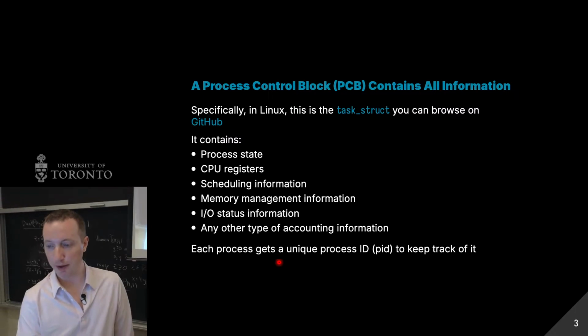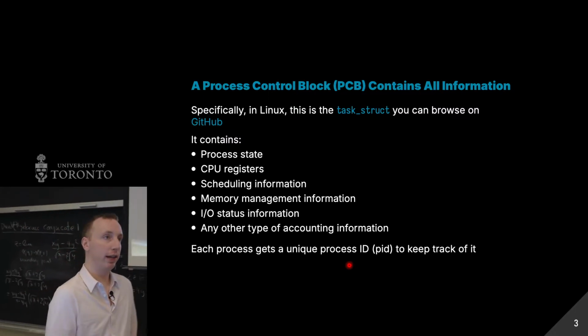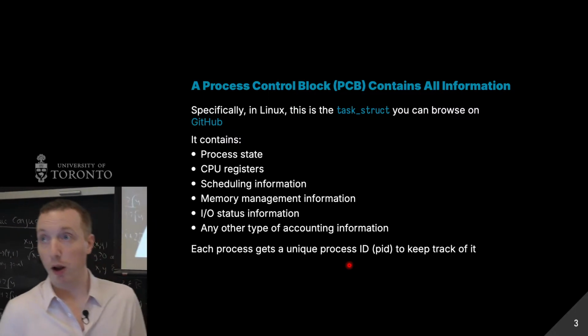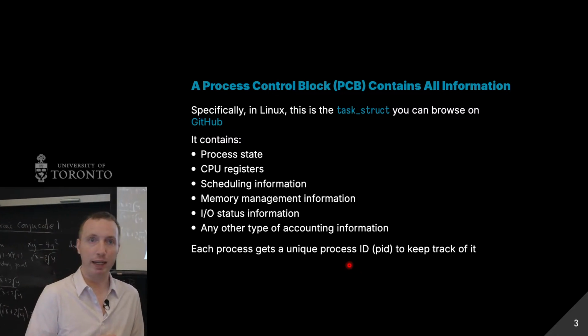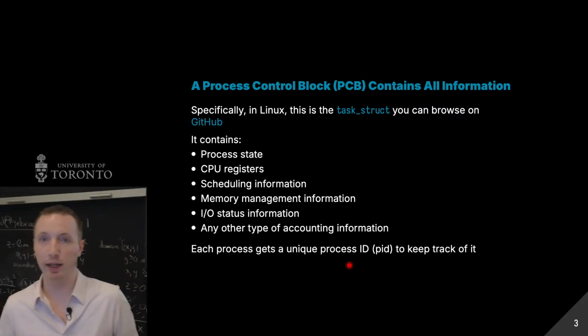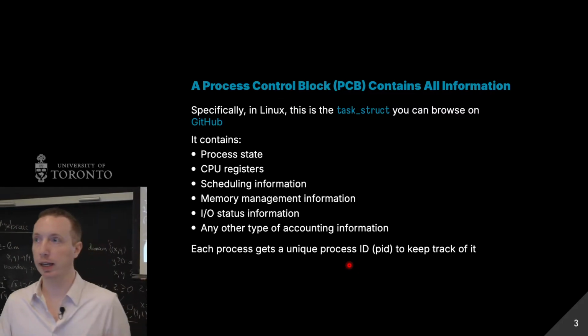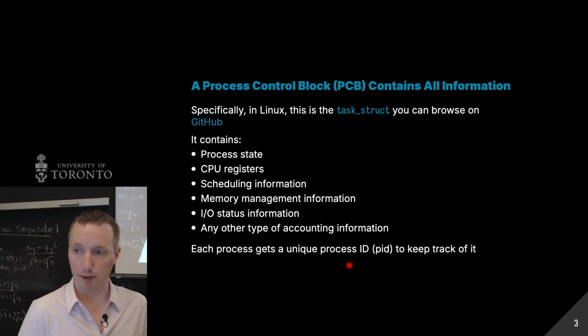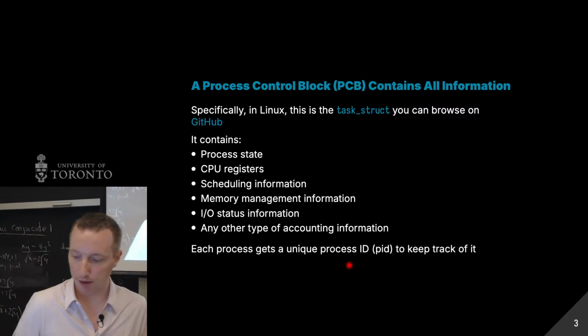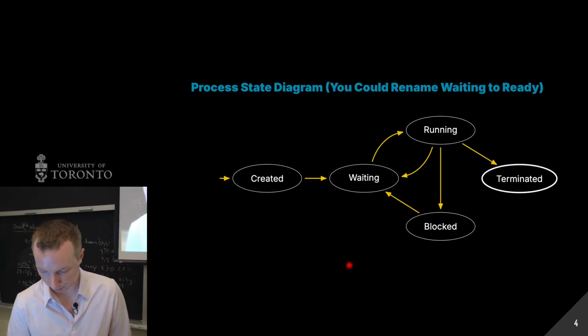And each process gets a unique process ID, so we'll see this term throughout this whole course. They shorten it to PID, so it just stands for process ID, and that is how to uniquely identify a process. So whenever a process starts, it gets assigned a process ID that is consistent throughout its entire life.